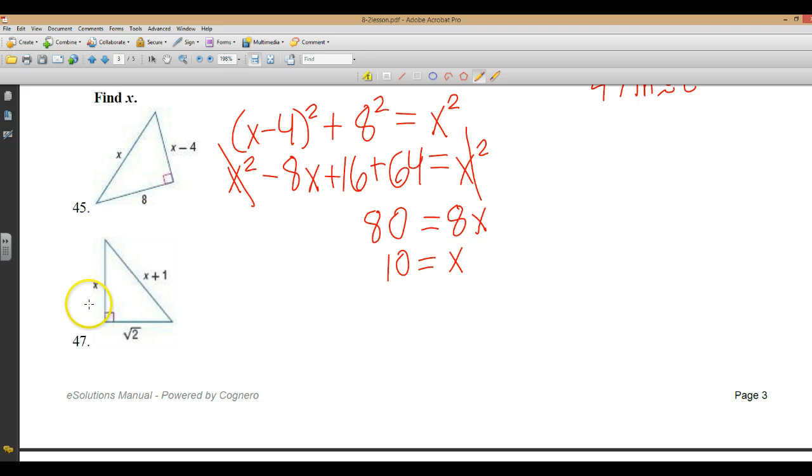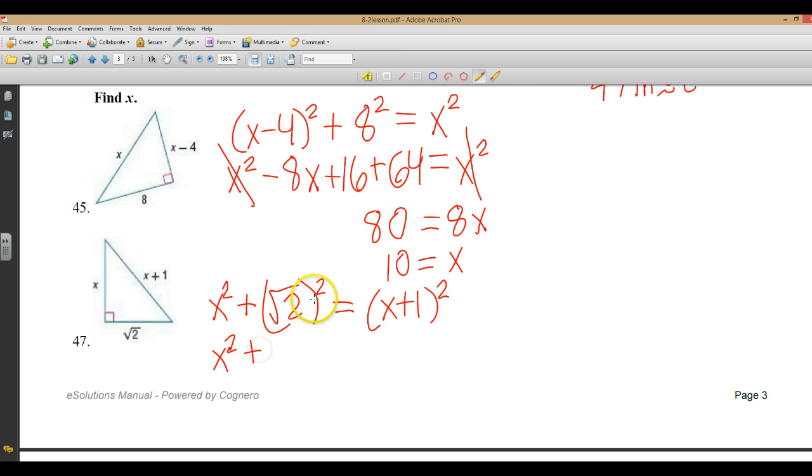For number 47, let's take our first leg squared plus our second leg squared and set it equal to our hypotenuse squared. So we have x squared. The square root of 2 squared is just 2. And to square this binomial, square the first term. Multiply the two terms together, so x, and then double it. So plus 2x. And square the second term.